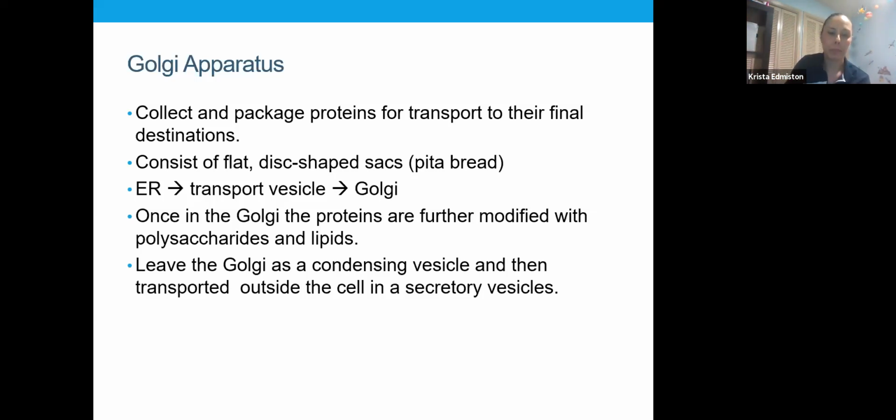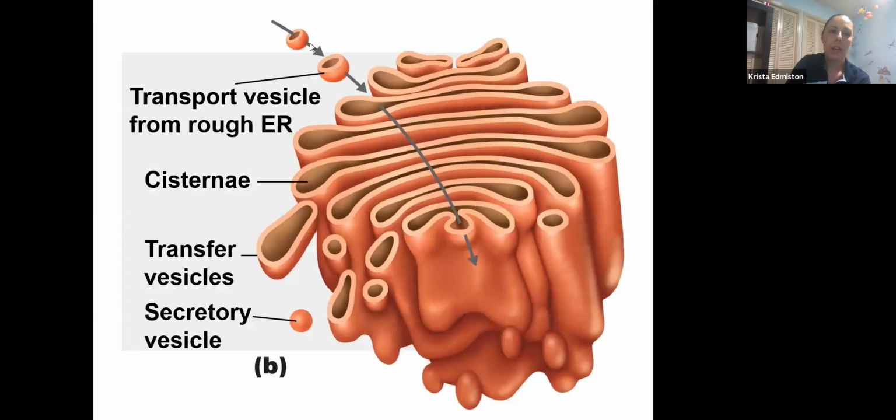It's going to sort and modify in its own way and then send it out to the rest of the locations in the cell. So here's that vesicle that's coming in from the rough ER. It's going to fuse in the Golgi, and then here's a little secretory vesicle that will package it and move it on its way to anywhere it needs to go in the cell.